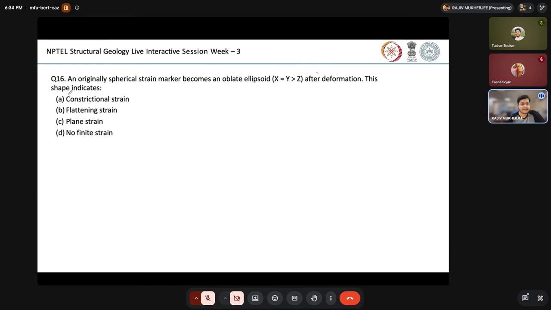An originally spherical strain marker becomes an oblate ellipsoid after deformation. This shape indicates option A, constrictional strain, option B, flattening strain, option C, plane strain, and option D, no finite strain.